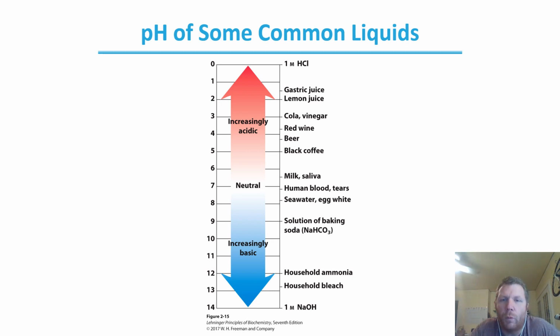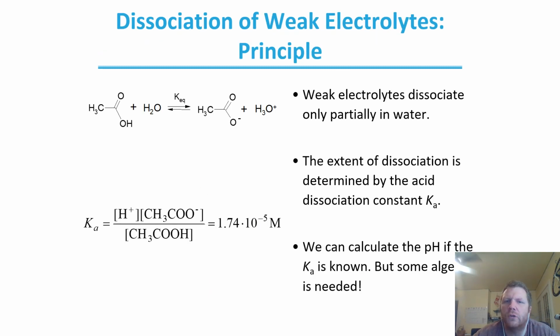Well, we have a range from 1 molar HCl, which gives us a pH of 0, to 1 molar sodium hydroxide, which gives us a pH of 14. HCl, strong acid; sodium hydroxide, strong base. Everything in the middle, you're not going to worry too much about, because more times than not, we are hanging out right about there at a pH of 7, a neutral pH.